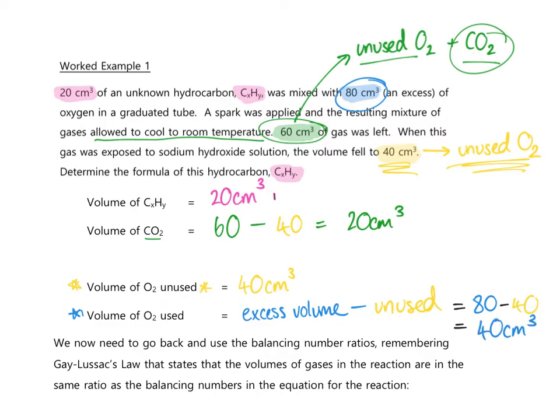So once we've got the volume of our hydrocarbon that has reacted, the volume of carbon dioxide that we've produced, and the volume of oxygen that is used, then we use these values with our balanced symbol equation for the combustion of the hydrocarbon, and use the ratios of the balancing numbers to get the actual specific values rather than x and y. Once we've solved for x and y, then we know the formula of our hydrocarbon. How are we doing this? Well, essentially this is us applying Gay-Lussac's law, that states that the volume of gases in the reaction are in the same ratio as the balancing numbers in the equation for the reaction.